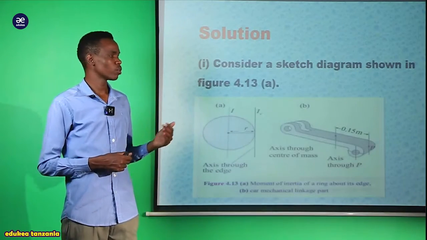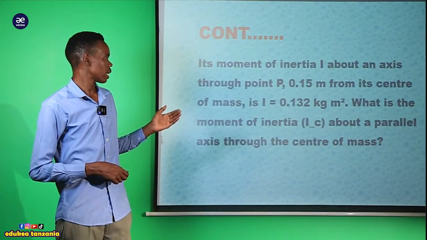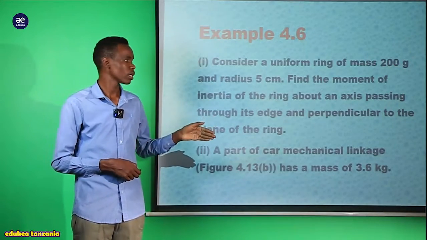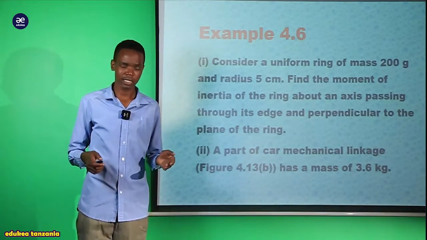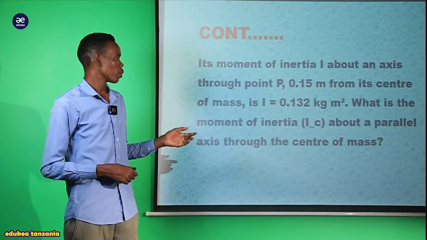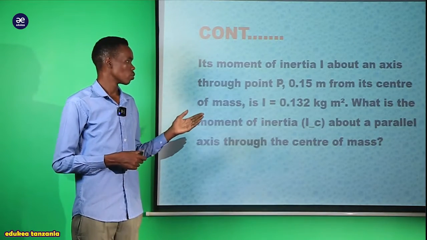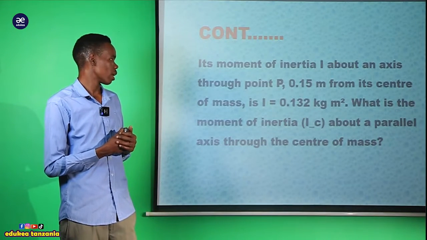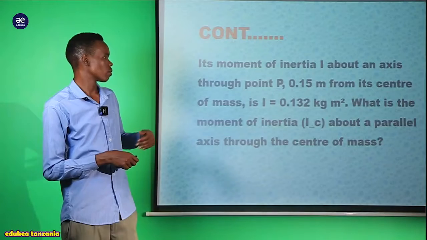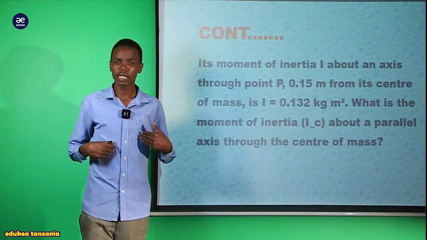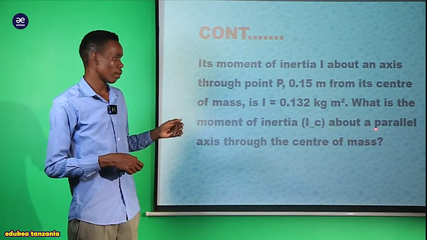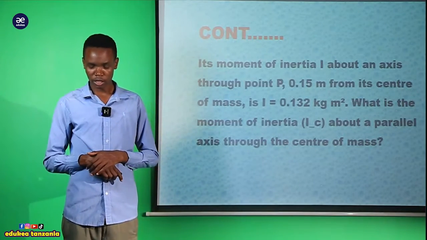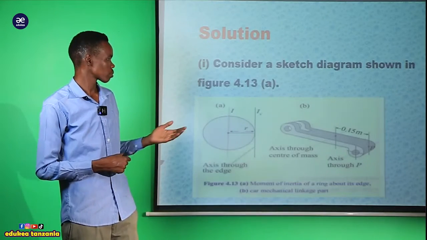First of all, we are supposed to demonstrate our formula here. Let us write our given values, so that we have the mass of the uniform rod and also their distance, their radius. Also on part B here, we have the moment of inertia through the point P, the axis of rotation, and also we have their distance. Now, how can we get the moment of inertia about a parallel axis through the center of mass? That is what we are going to demonstrate.